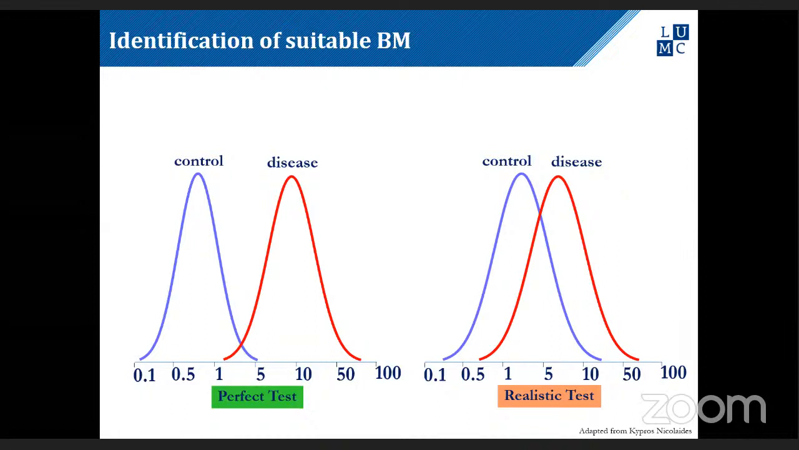And therefore, for every marker that we have identified by different techniques, either by ELISA or Luminex or other proteomics techniques, we need to check what is the overlap in the level of a biomarker that is displayed for controls versus for a disease individual.